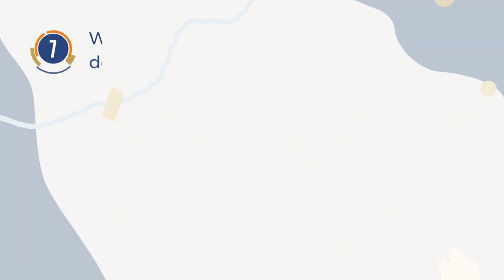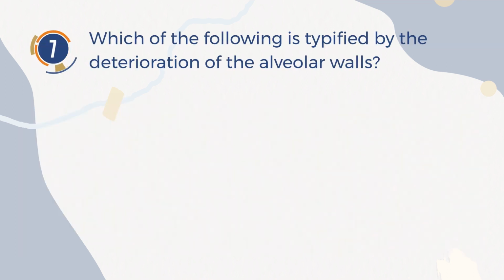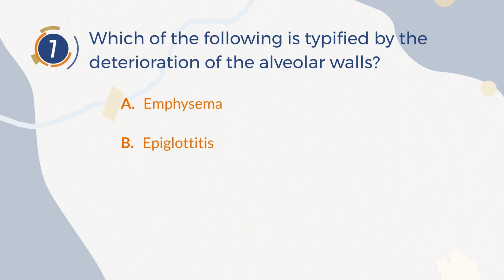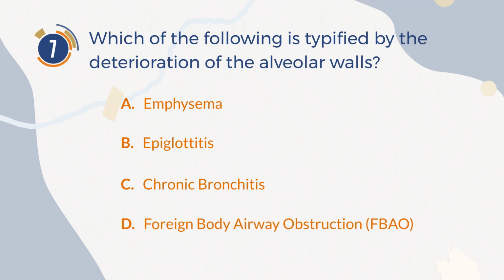Number 7. Which of the following is typified by the deterioration of the alveolar walls? A. Emphysema. B. Epiglottitis. C. Chronic bronchitis. D. Foreign body airway obstruction, FBAO. The correct answer is A.